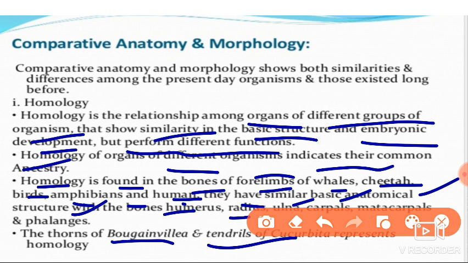You already studied this in the morphology of flowering plants, that is, modification of stem, modification of root, modification of leaves. Those things you studied there. Here, the same thing is given: the thorns of bougainvillea and the tendrils of cucurbita. You can write these examples also.